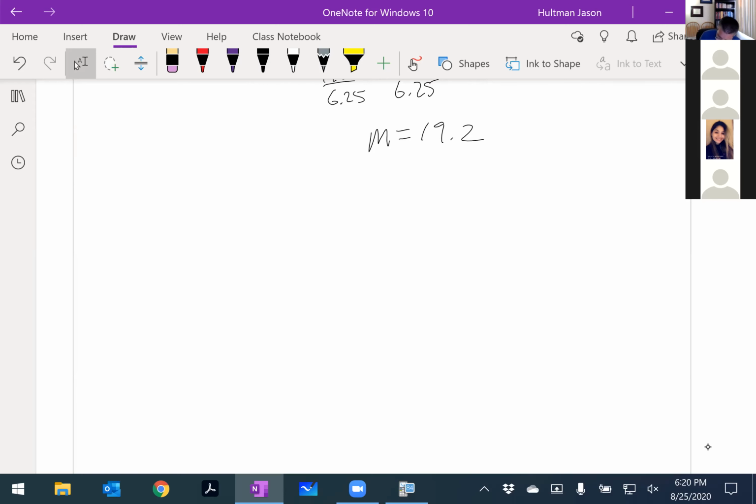Okay. Definition. A linear function is any function.